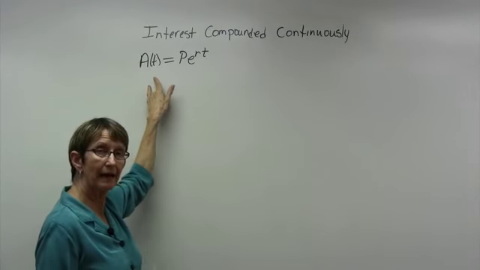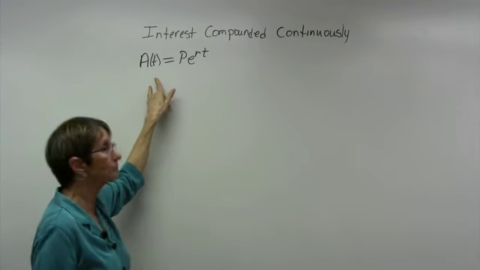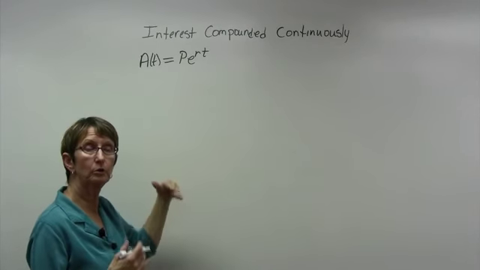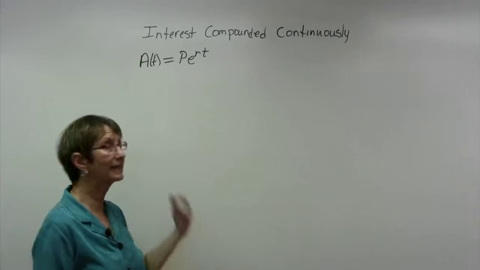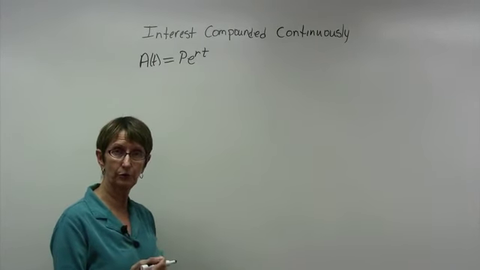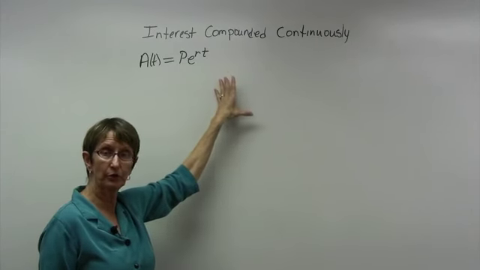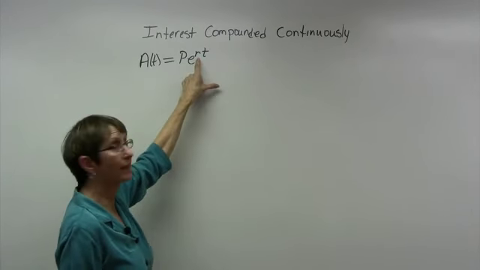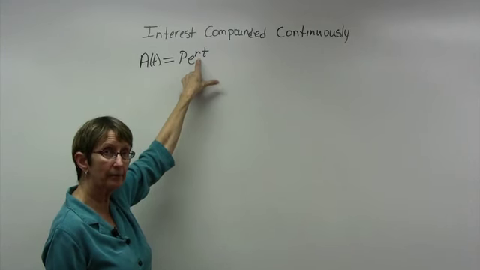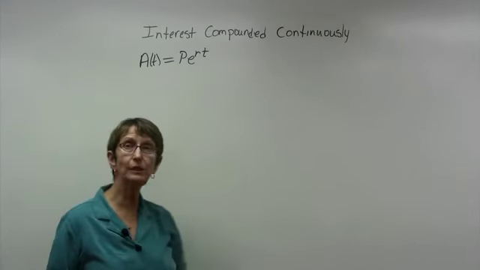Remember that A is the amount in your account. It includes your invested amount and all the interest earned. P is the principal, that's the amount invested in the beginning. R is the interest rate, an annual interest rate in decimal form. And T is the time in years. It's very important, remember, that the interest rate R time period and the T time period match. So now let's look at an example.